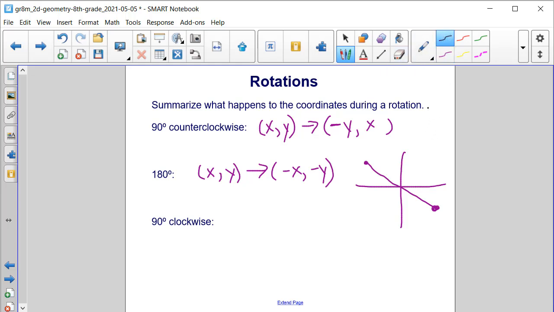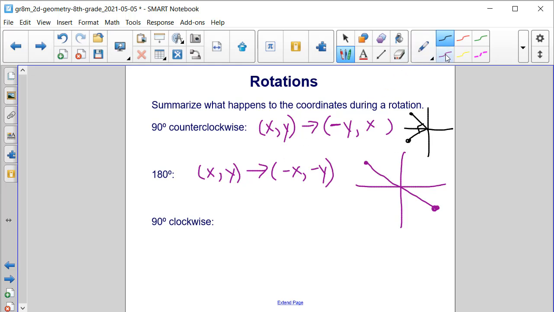In our first one, I'm going to draw that graph. If we started over here and we went 90 degrees counterclockwise, it would produce a point that would appear somewhere around here. We know that x and y switch positions, but then the original y coordinate that would be positive in quadrant 2 becomes negative when moved to quadrant 3.